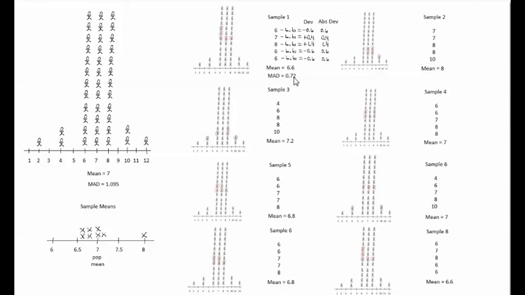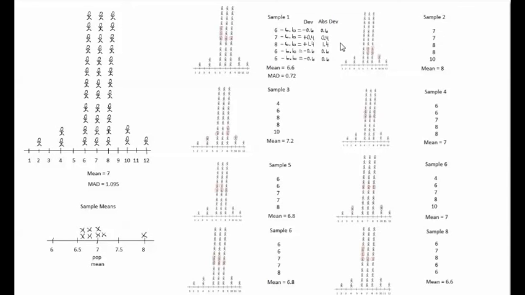The mean absolute deviation of this sample is 0.72. And what that means is that inside this sample of 5 people, the average distance to the mean of 6.6 is 0.72. On average, these 5 numbers are 0.72 away from the mean of 6.6. And we can see that the sample mean absolute deviation underestimates the population mean absolute deviation.